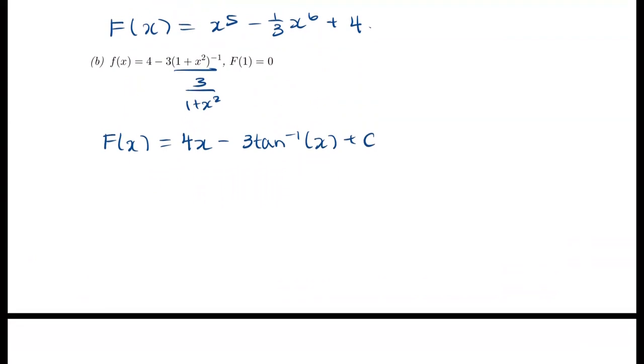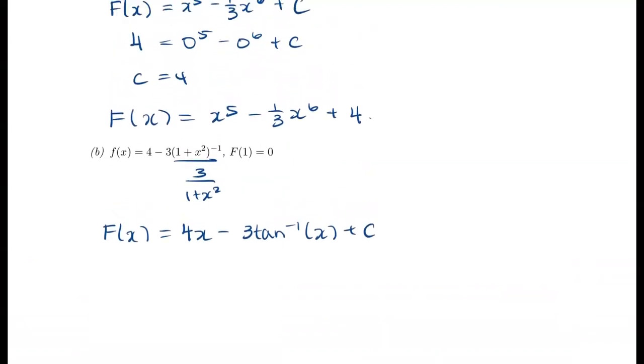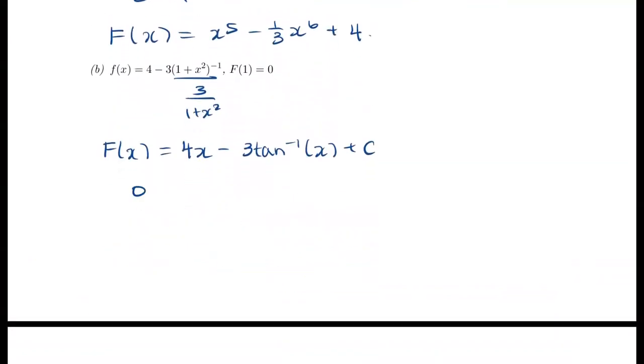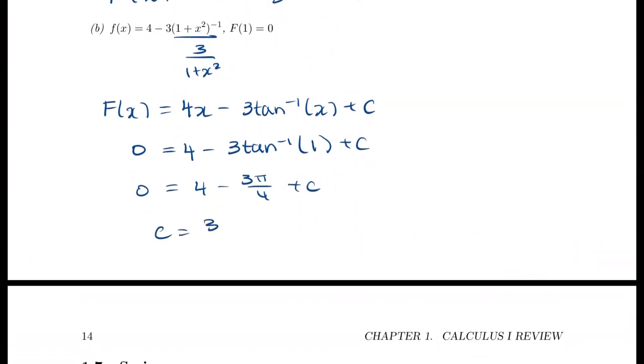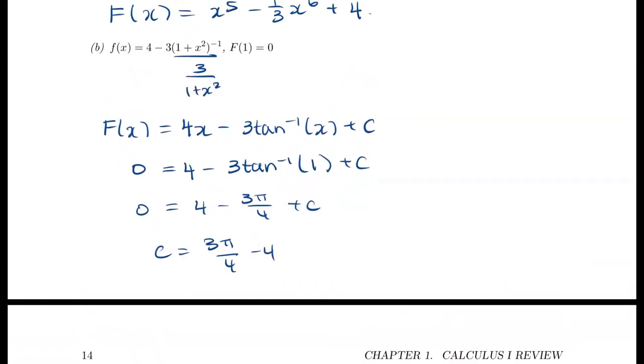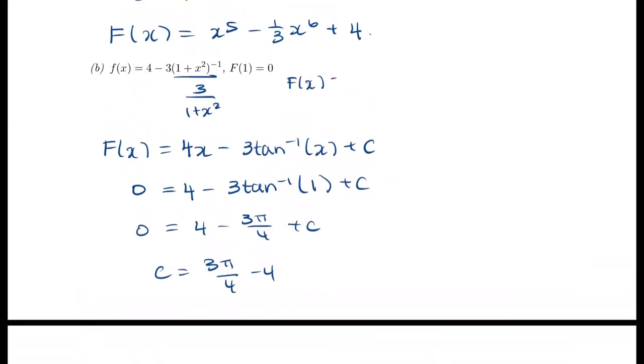It's because we're going backwards on the derivative. So now given that f of 1 is equal to 0, we could put that in. So we have 0 on this side. We have 4 times 1 minus 3 times tan inverse of 1 plus c. Well, tan inverse of 1 is just going to be pi over 4. So that means 0 is 4 minus 3 pi over 4 plus c. So that means c here is 3 pi over 4 minus 4. So that means f of x here, the exact expression, is 4x minus 3 tan inverse of x plus 3 pi over 4 minus 4. And that's the expression.